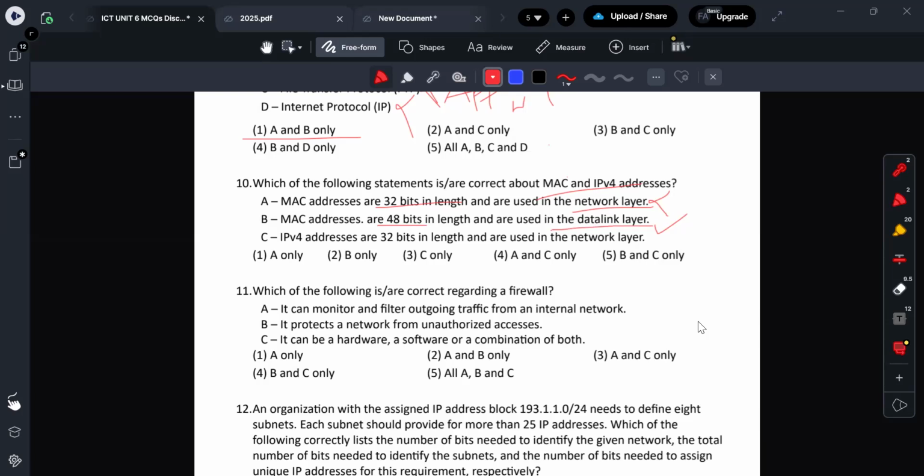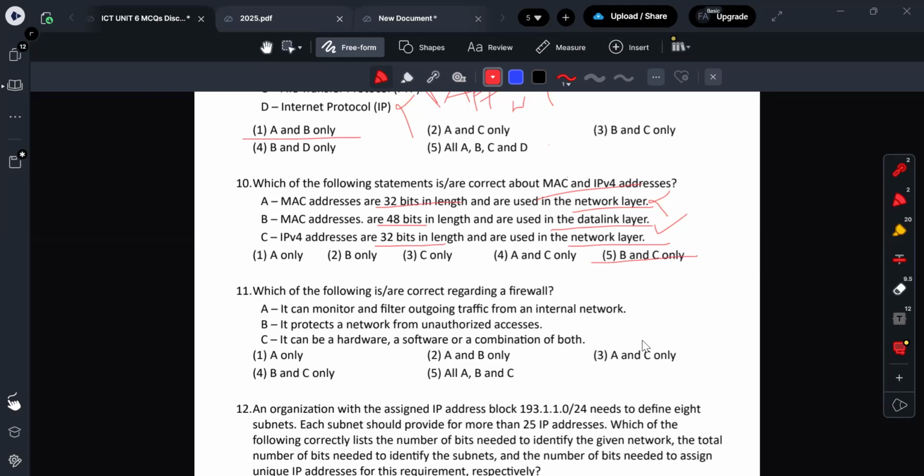Remember the bits, okay? And IPv4 addresses are 32 bits in length and are used in the network layer. That is also correct, right? We have studied in subnetting also, we use 32 bits. IPv4 addresses, known as logical addresses, are 32 bits long and operate at the network layer. What does it do? It routes data across different networks globally. So the answer is option number 5, B and C.